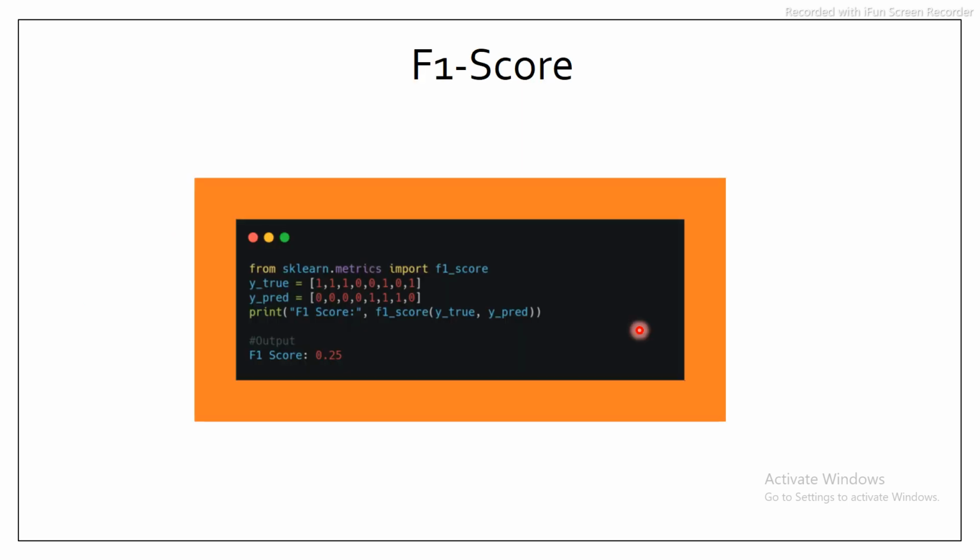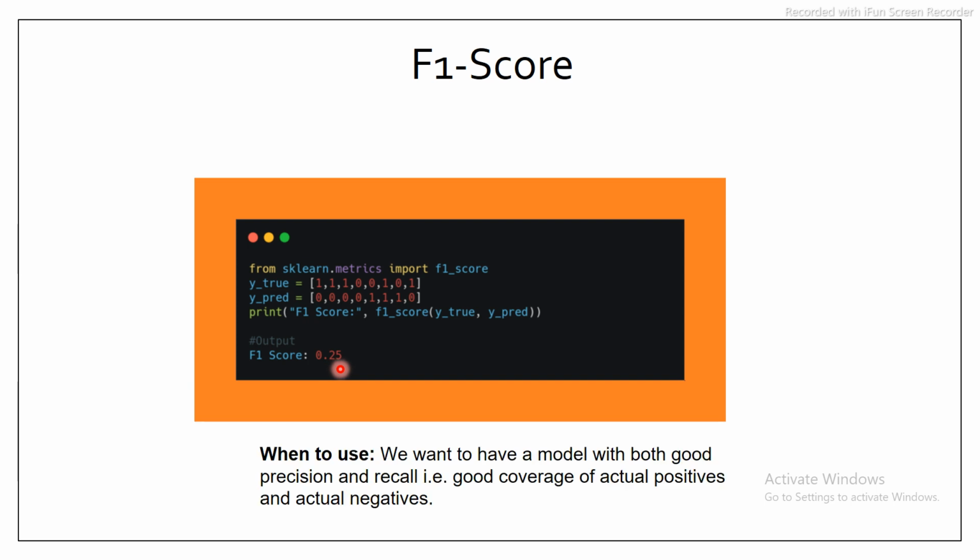So F1 score, you can implement it through Python. The value of F1 score, as I already told you, should be high. At least it should be more than 50-60%, so that the precision and recall can be captured. So when do you want to use this F1 score? When you have a model with both good precision and recall, so good coverage of actual positives and actual negatives.